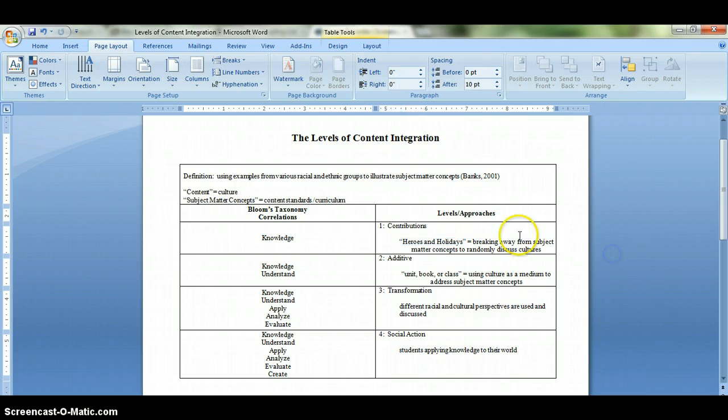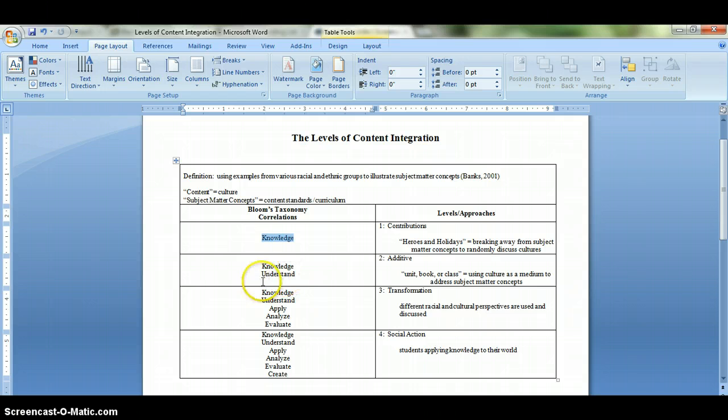So what's important to remember here is that we're breaking away from the typical schedule for the class, and we're inserting a particular lesson plan, something that's really abbreviated in order to discuss these contributions. So this is starting to reach this level of knowledge in Bloom's taxonomy.